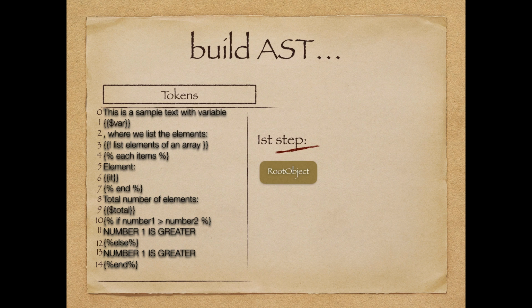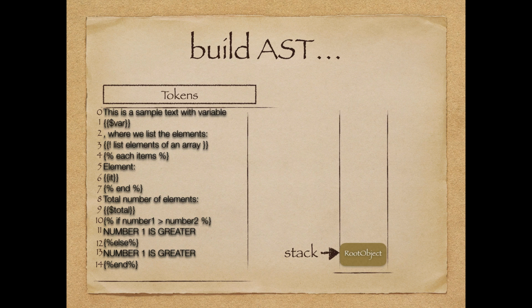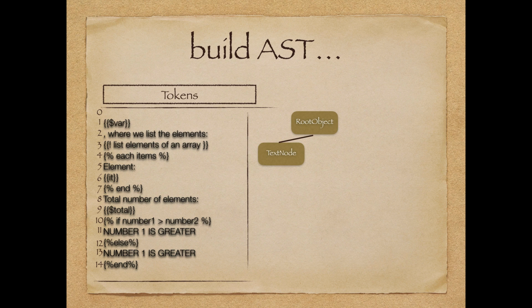As a first step, we're going to create a root object. As a second step, we create an empty stack and push the root object to the stack. Then we can process the tokens. The first token is a text token. So let's create a text node and add it to the root object.